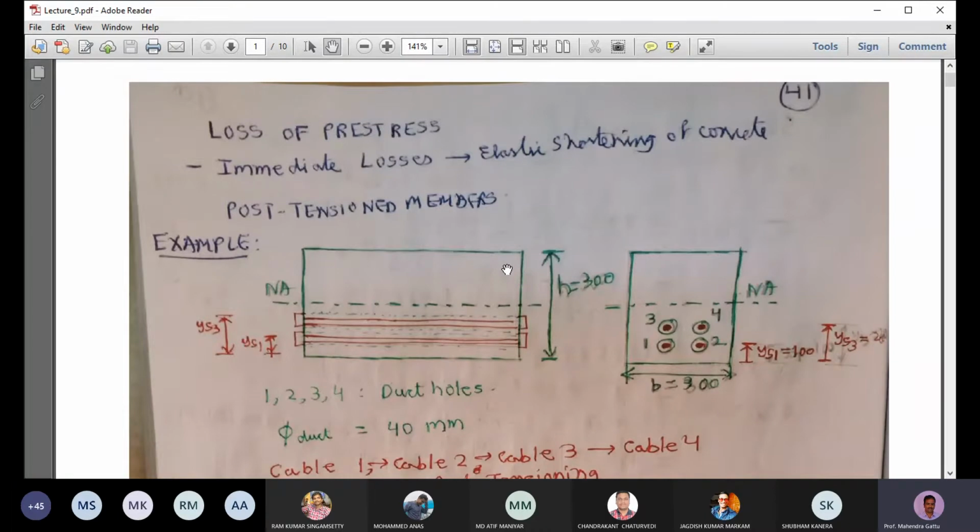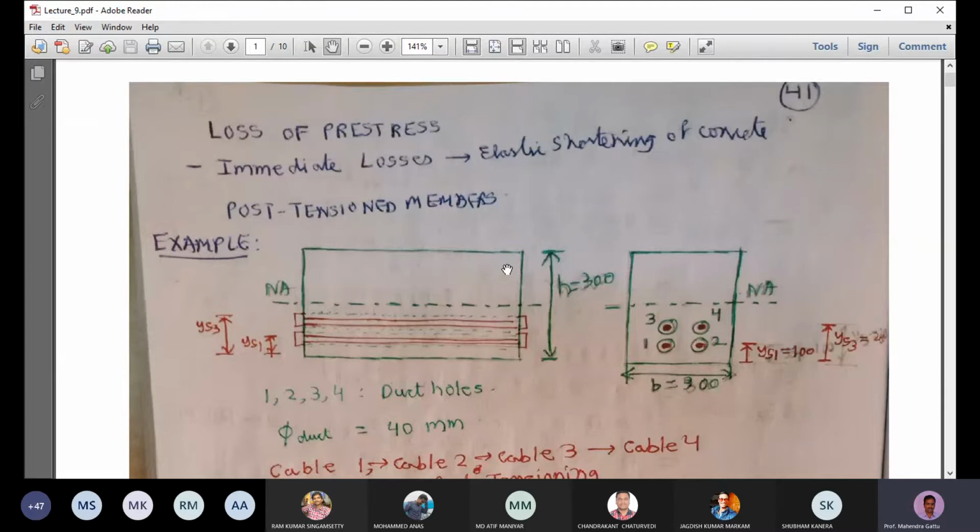And then we also discussed the basic idea of the loss of pre-stress during successive post-tensioning of cables. When a cable is being post-tensioned, the concrete is also simultaneously compressed. Usually the cable being post-tensioned will not have any loss of pre-stress. However, there are other cables which have already been post-tensioned. The concrete surrounding them will undergo compression, and as a result, the tension in those cables will reduce. So due to successive post-tensioning, we can have a loss of pre-stress.